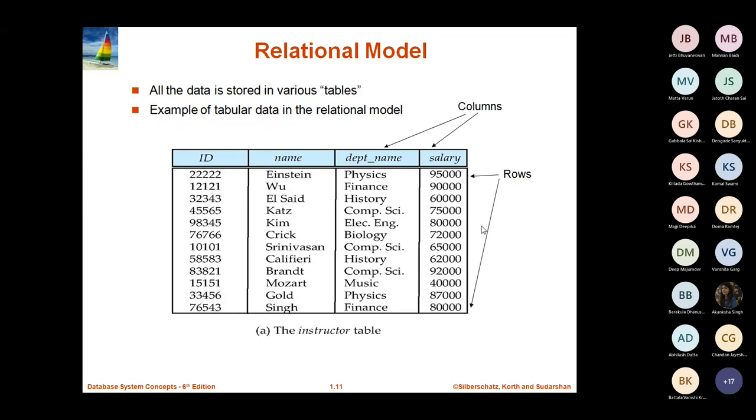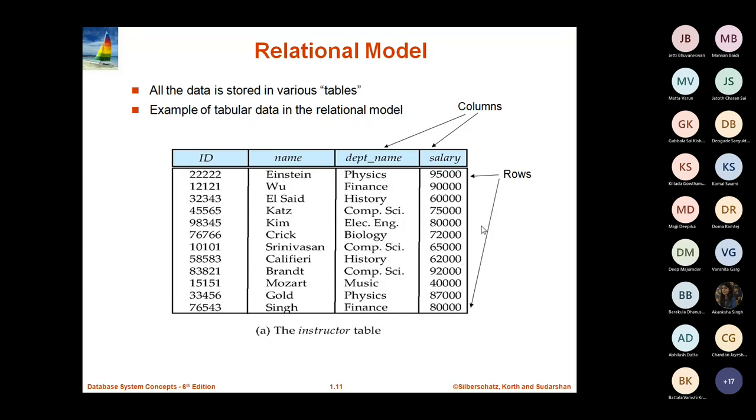If you look at this example here, each of these columns I can consider to be a set. ID is a set consisting of all the possible values. Likewise, name is a set consisting of all possible values for names, and likewise department name, there are 5 or 6 department names, and salary. Each of these is a set, and this is a relation because it's a subset of the Cartesian product of 4 sets. Of course, this subset will be derived in such a way that this value 22222 will combine only with Einstein in name and with physics and 95,000.